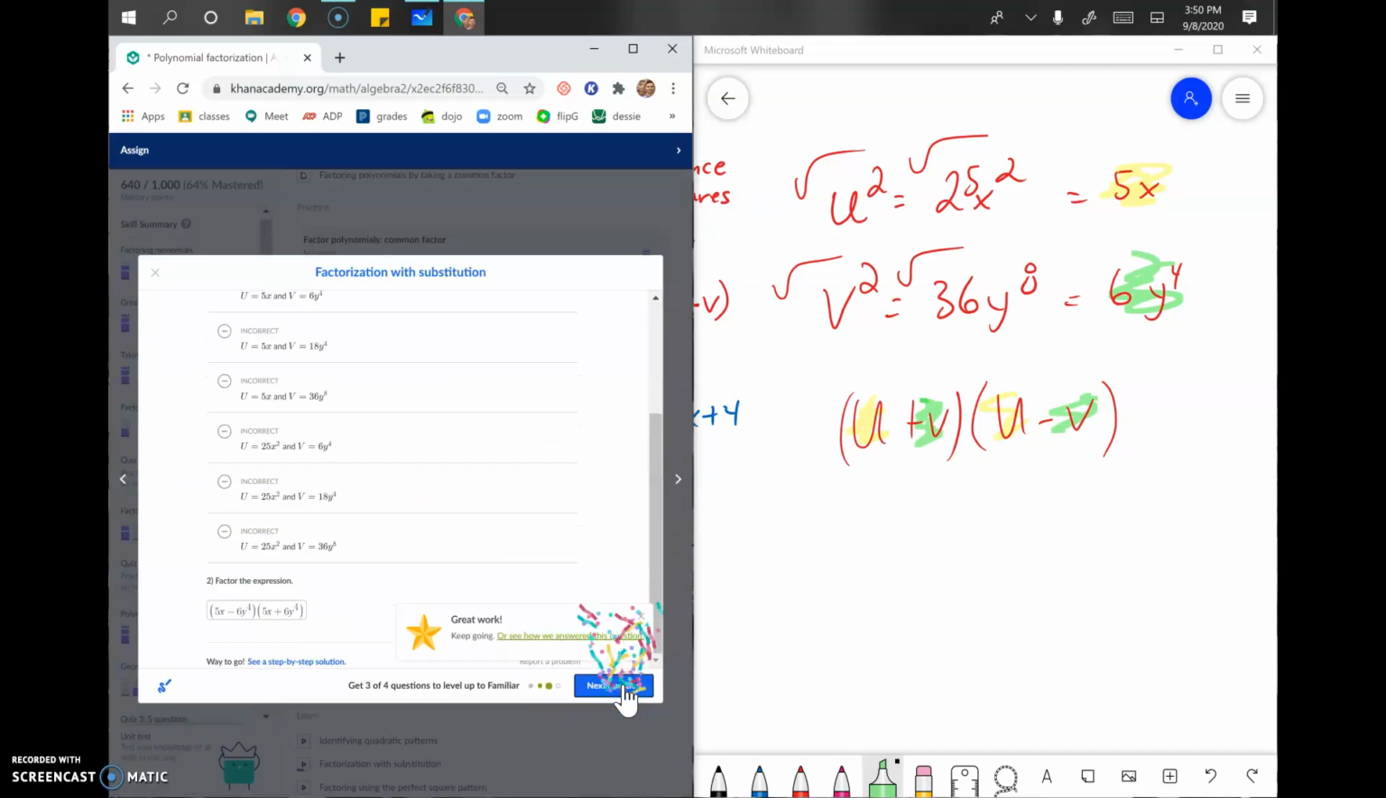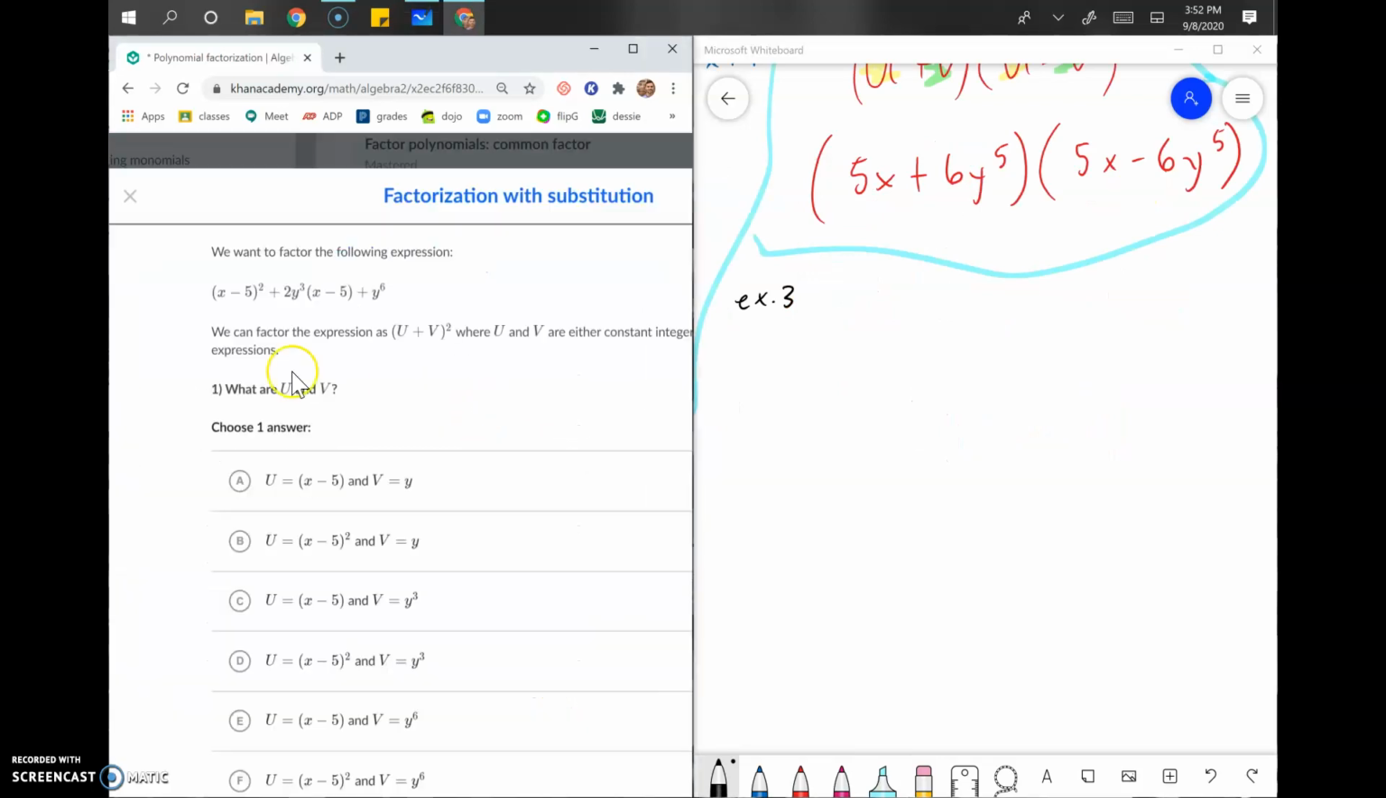And on to Q3. Looking at it, it's telling me, okay, cool, we want a perfect square here. And I knew that because the expression's asking us to write it in that form. I gotta figure out what u is. I don't know yet. I know u squared is x minus 5 squared, and I know that v squared is the last term, which is y to the 6th.